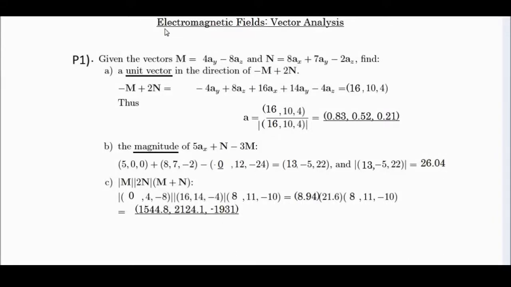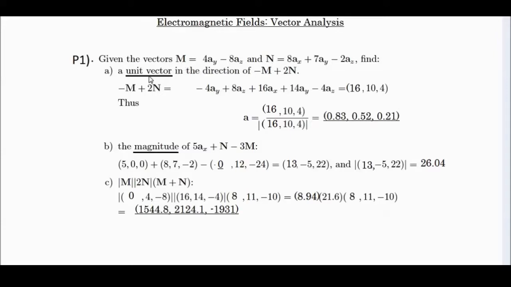Let's look at some examples in vector analysis. Given the vectors m and n, find a unit vector in the direction of minus m plus 2n. First of all, we note that the unit vectors used are ax, ay, and az, which means that the Cartesian coordinate system is being used for describing these vectors m and n.